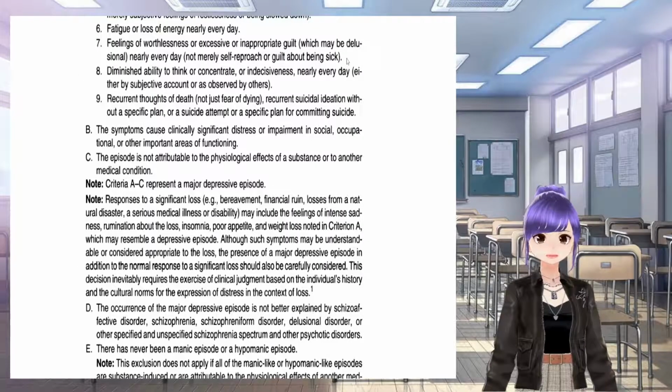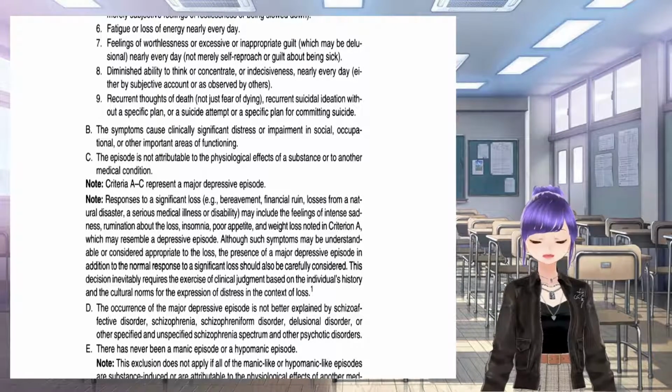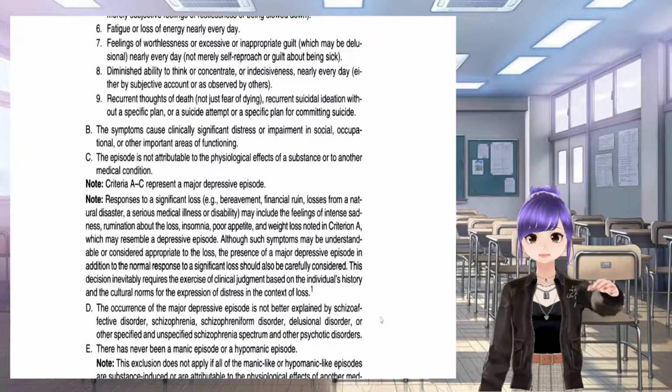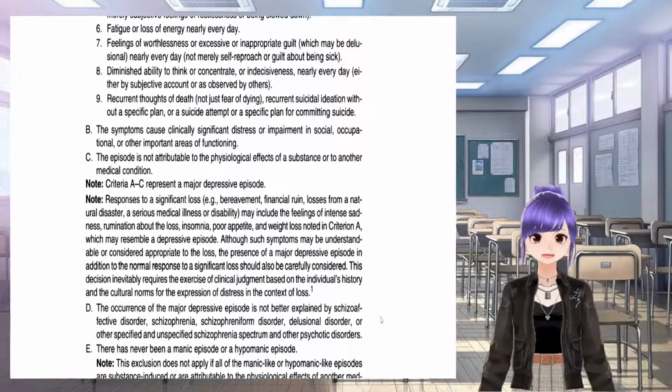Number 6, fatigue or loss of energy nearly every day. Normally when you go to sleep, your energy has been refreshed, and your energy is full when you feel rested. But in depression, the fatigue seems to not wear off even after sleep. When you wake up, you still feel tired, or somehow you lose your energy.